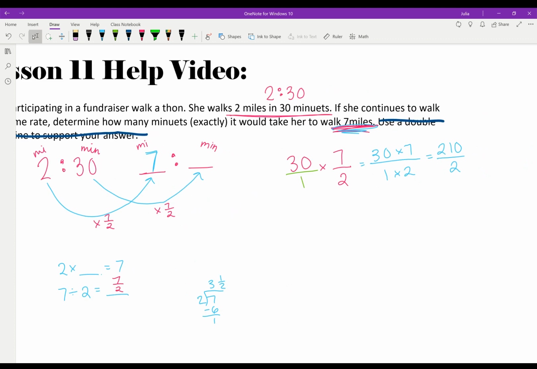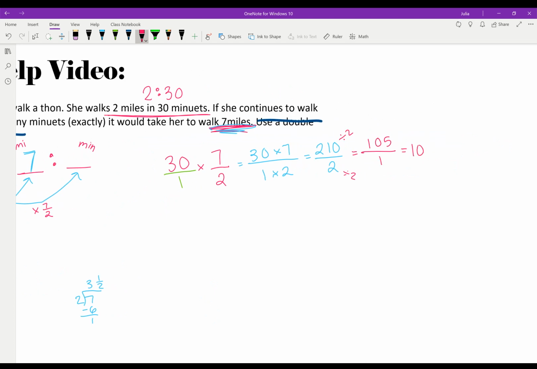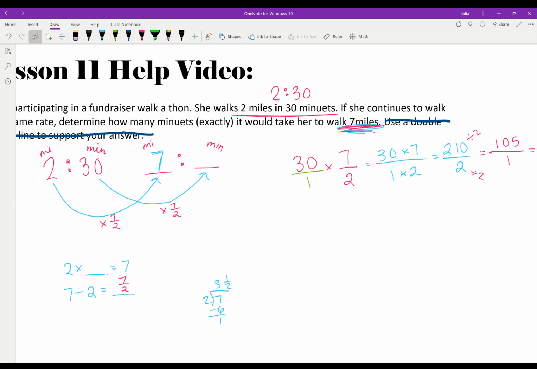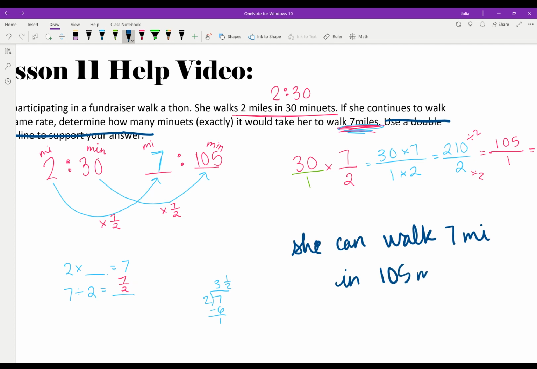I know that these are both multiples of 2, so I can go ahead and divide out a 2. If I divide out a 2, I'm going to get 105 over 1, meaning that this just equals 105. So that means that in 105 minutes, she can walk 7 miles. So that's our final answer. She can walk 7 miles in 105 minutes. And that's our answer.